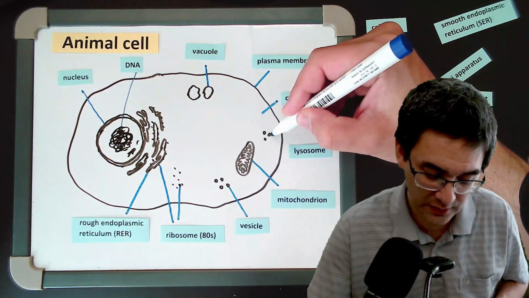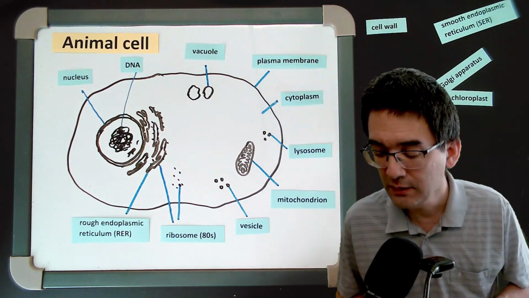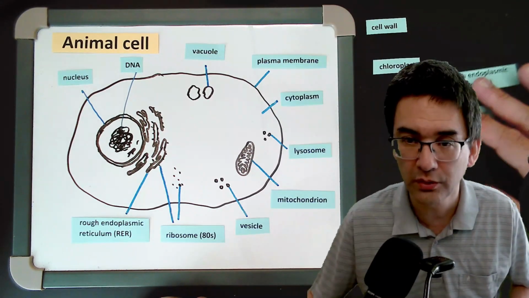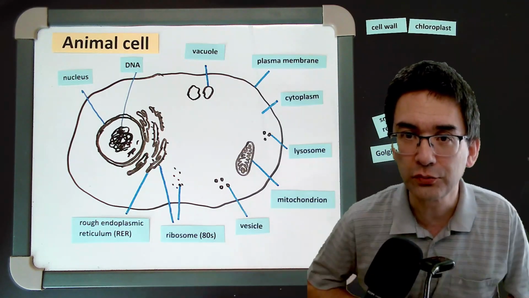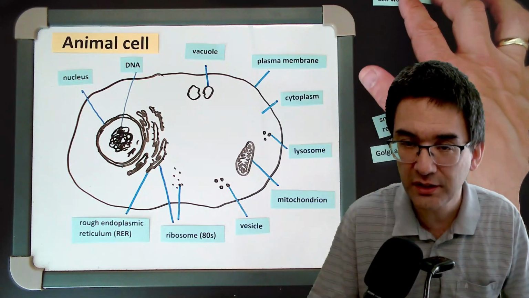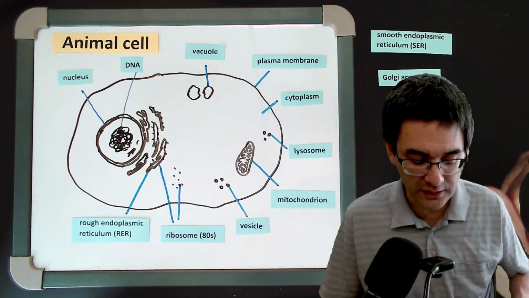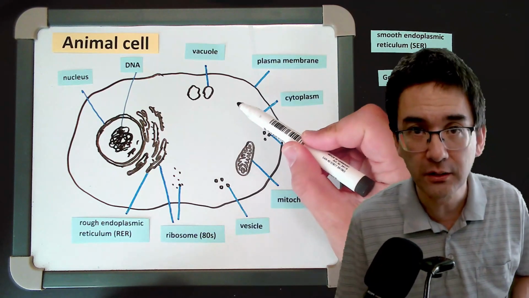So I'm going to again make a label here to lysosome. And yeah, I'm almost finished. There are two more things that I want to talk about. Cell wall and chloroplast up here are not relevant because they're for plant cells. Here I have the smooth endoplasmic reticulum and the Golgi apparatus. So let's make the smooth endoplasmic reticulum first.